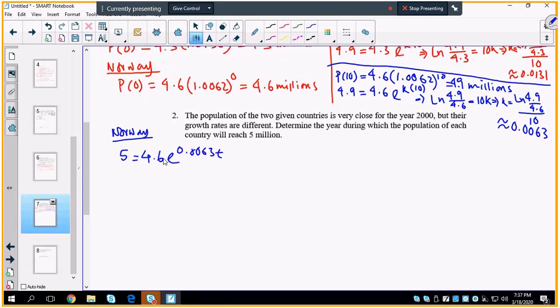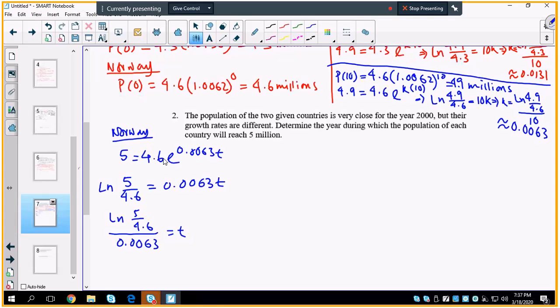So divide both sides by 4.6. We get 5 over 4.6. We take the natural log. That should be equal to 0.0063t. Divide both sides by 0.0063. So natural log of 5 over 4.6 all over 0.0063 is t.